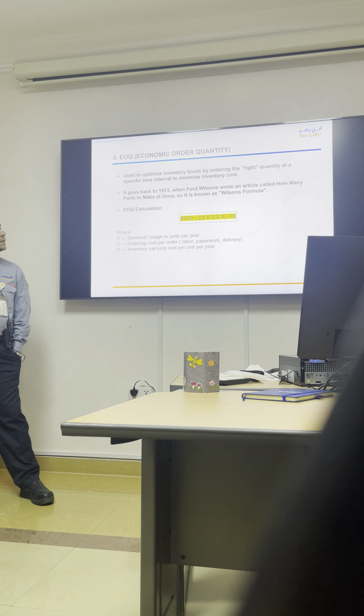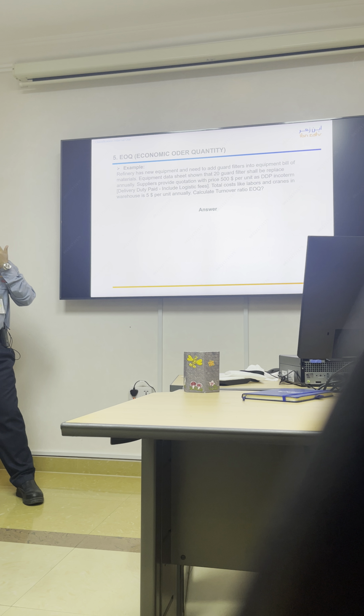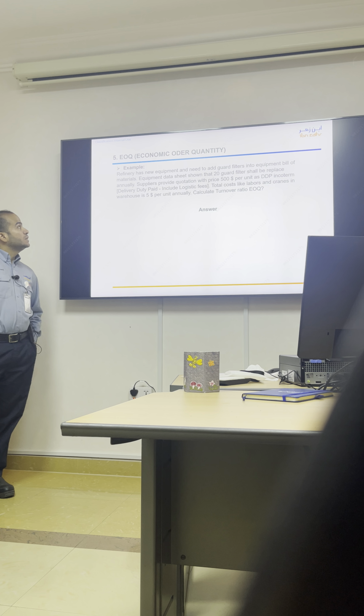Wilson formula: EOQ equals square root of 2 multiplied by D multiplied by S divided by H. D meaning demand, S meaning order cost, H meaning inventory carrying cost per unit here. Let's see here one example. A refinery has a new equipment and they need to add a guard filter into the equipment bill of material. Equipment data sheet shows at least 20 guard filters shall be replaced annually.